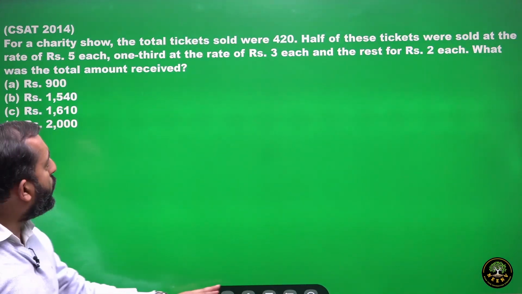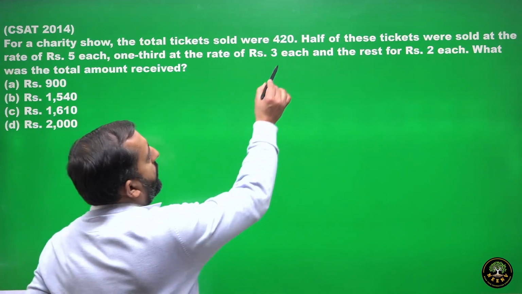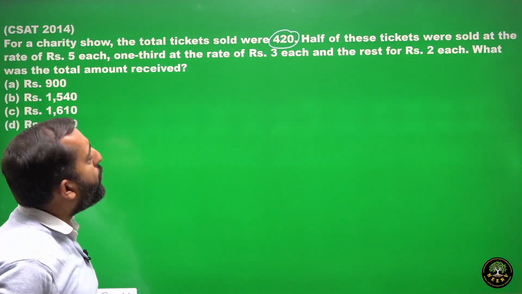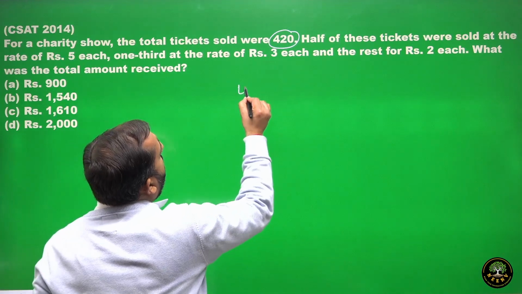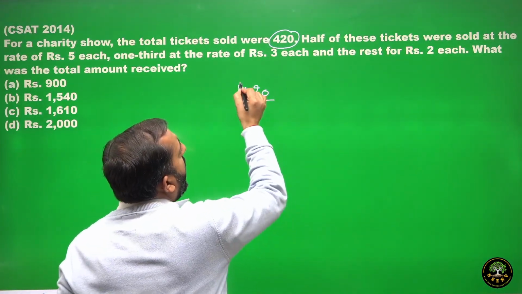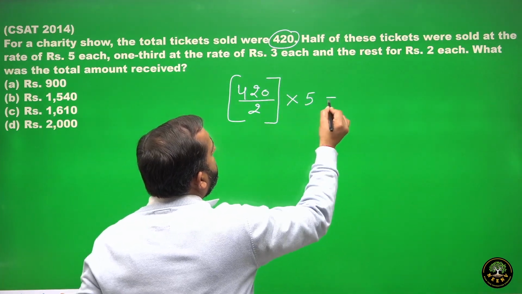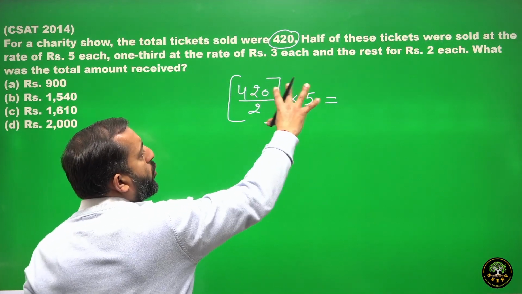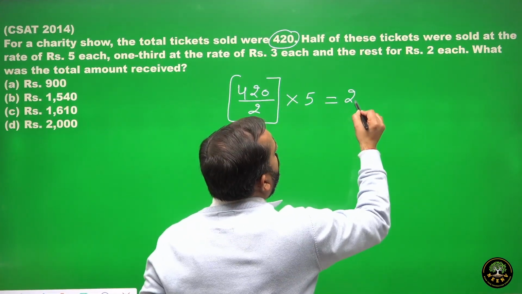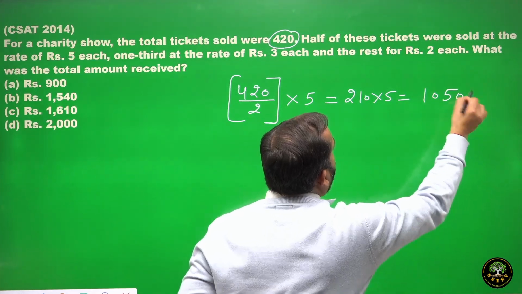For a charity show, the total tickets sold were 420. Half of these tickets were sold at the rate of 5 each. So what is half of 420? Half of 420 is 420 by 2, and these many tickets have been sold at 5 rupees each. So the total money will become half of 420, which is 210, into 5, which comes out to be 1050.